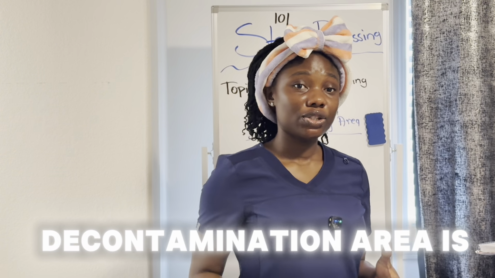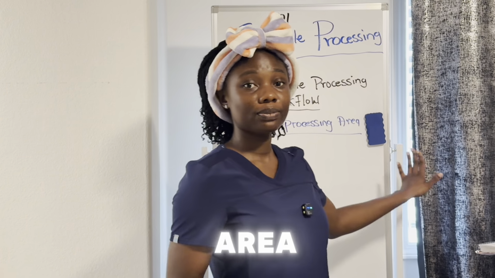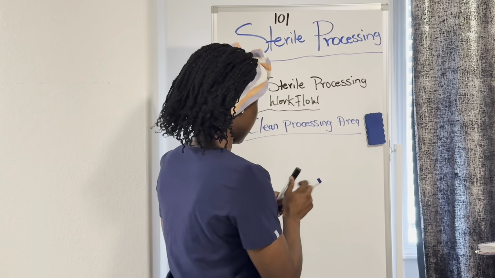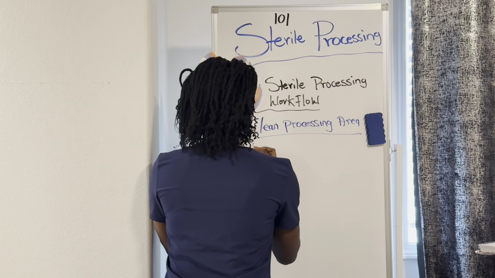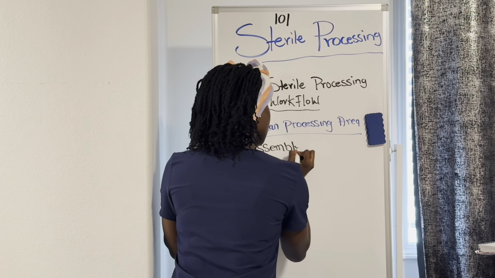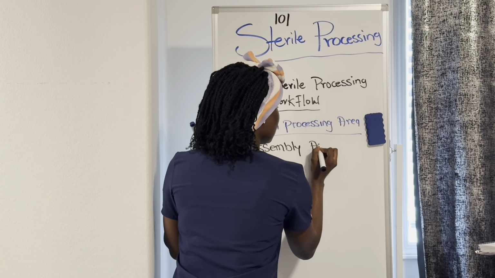So after the decontamination area is the clean processing area. The clean processing area in sterile processing is the assembly area. The assembly area is where we do the inspection on the instrument. We look for cleanliness of the instrument. We look for functioning of the instrument. So after decontamination is done, they're going to send it to the assembly area, and then we do the inspection.